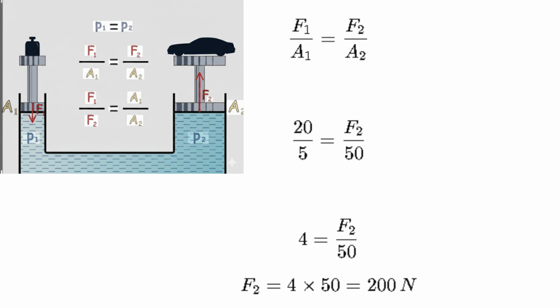1. Hydraulic press problem. A hydraulic press has an input piston with an area of 5 square centimeters and an output piston with an area of 50 square centimeters. If a force of 20 N is applied to the input piston, what force will be produced at the output piston? Now, let's calculate the output force manually. Using the ratio, F2 equals 4 times 50 equals 200 newtons.